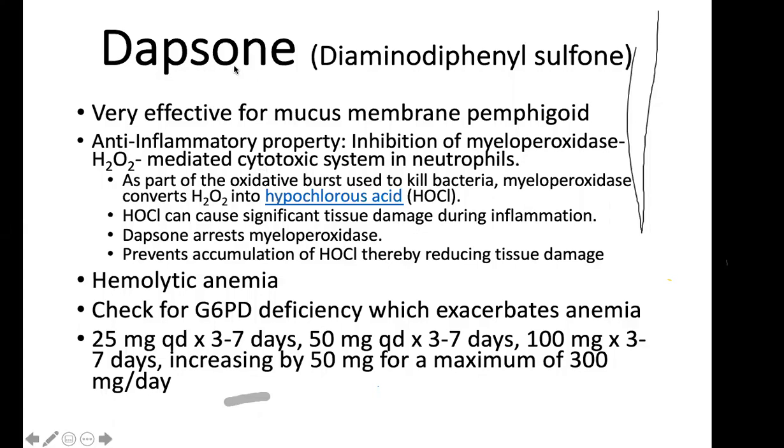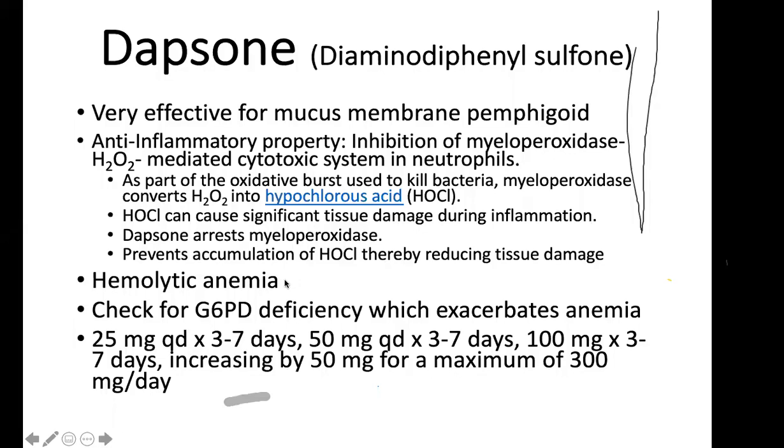So what dapsone does is it prevents the degradation of myeloperoxidase into hypochlorous acid. So hypochlorous acid can cause significant tissue damage during inflammation, and when dapsone arrests myeloperoxidase, production of hypochlorous acid is reduced, and therefore it reduces tissue damage. So that's a mechanism of using dapsone in the management of mucous membrane pemphigoid.